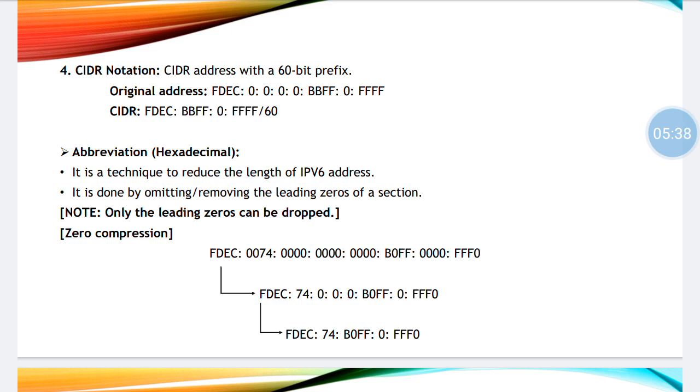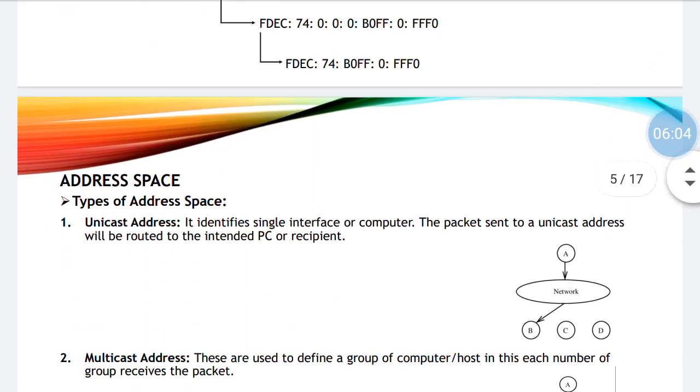Here in the example of CIDR, you could see 60 is used as a prefix which refers to how many bits are contained in the network. If you remember, IP addresses consist of two parts, host ID and network ID. So here 60 is used as a prefix which tells the number of bits allocated for the network part is 60 and the remaining 68 bits is used for host ID. I hope the points are clear.